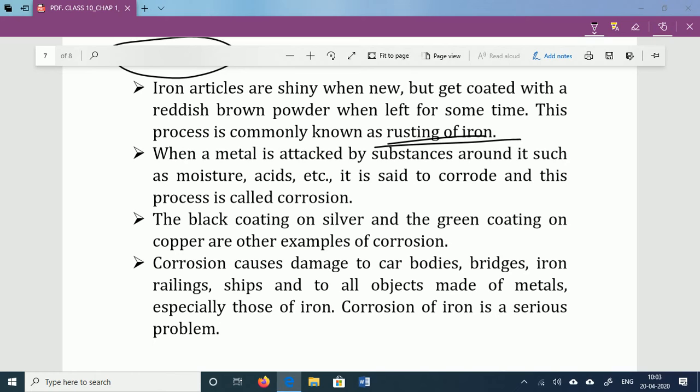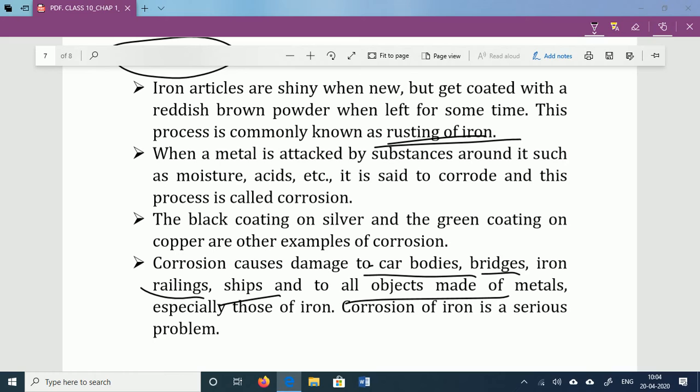So whatever iron we use for construction purposes, for the construction of bridges, car bodies, iron railings, ships, all these different objects, we know that iron is used everywhere now. So all this iron, if it is not protected from the corrosion process, then definitely this iron will undergo corrosion, and due to that it is harmful for our society.